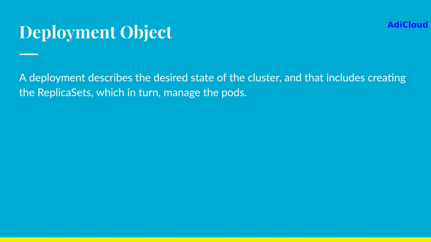Then we have the deployment object. A deployment object describes the desired state of your cluster, and that includes creating the ReplicaSet, which in turn manages the pods. So it is deployment objects that come on the top. Then it has a ReplicaSet in it, and ReplicaSet has in turn pods, and pod has containers inside it. So that is, you can say, a hierarchy.